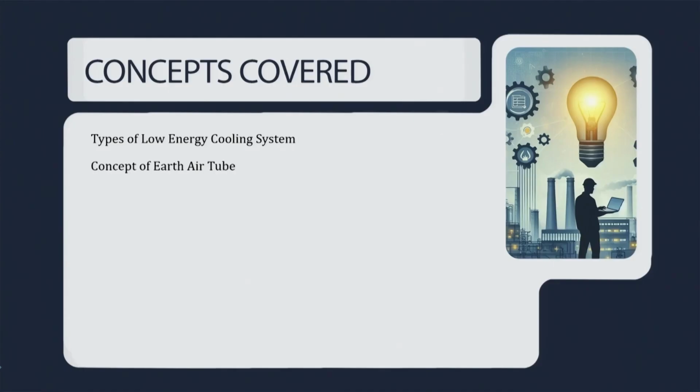This lecture, the 4th one, and the next lecture, the 5th of this particular module, we will be discussing some of the passive cooling strategies and also low energy cooling strategies. So today in this lecture, we will discuss 2 things: the different types of low energy cooling systems, and also the earth air tube.